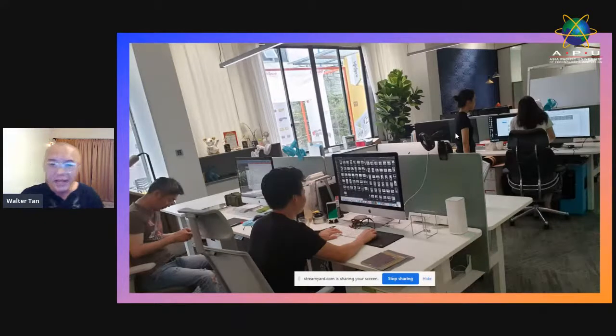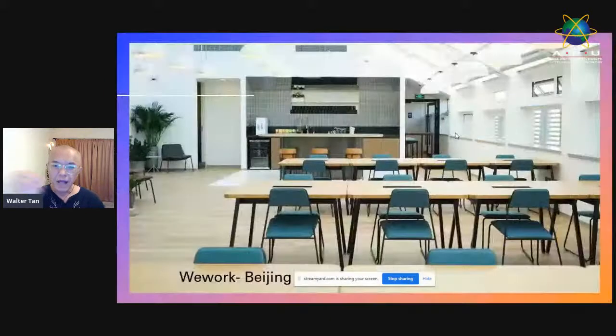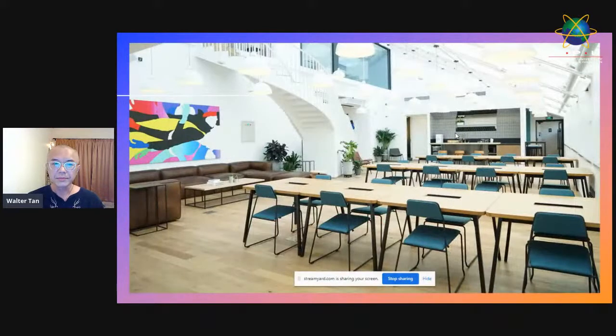Now, this is actually year 2000. No, this is recent. So now this is actually open space. This is before MCO. Everything is open space. This is before the COVID virus, like this WeWork Beijing. Everything is open space. So this is showing what design was like before MCO. Everything is like that, all open space.